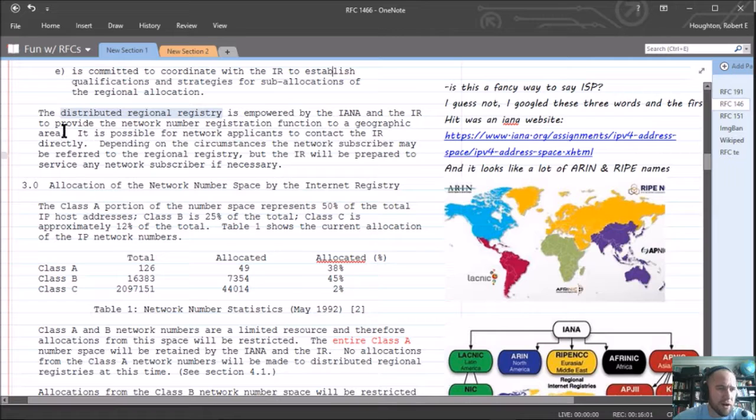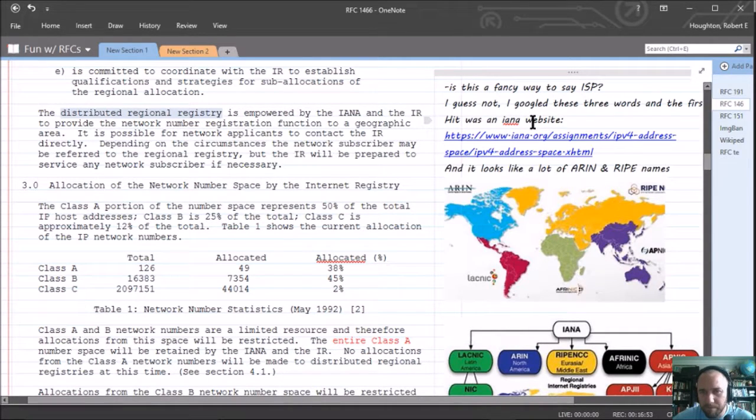So after reading this paragraph, I have more questions in this RFC than the other one, and that's just part of this fun with RFCs. I'm going to ask a lot of questions I may never even find out the answer to, but just the act of asking questions is good for learning. So my question with this, the Distributed Regional Registry, is that the same thing as an ISP? Is it a fancy name for an ISP? Are ISPs also registries?